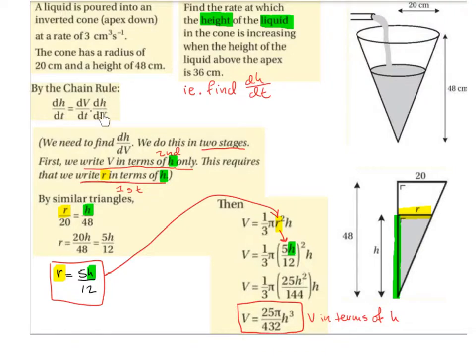Now, in order to differentiate h with respect to V, we really want h equals something with V in it. But what we have at the moment is V equals something with h in it. But that's okay, because we can invert this. The main thing you want to realize is that we needed dh/dV in order to ultimately work out dh/dt. So we just want to have some sort of an equation that only has h and V in it. And that's what we now have. Pi is okay, obviously, because pi is a number. It's not a variable.